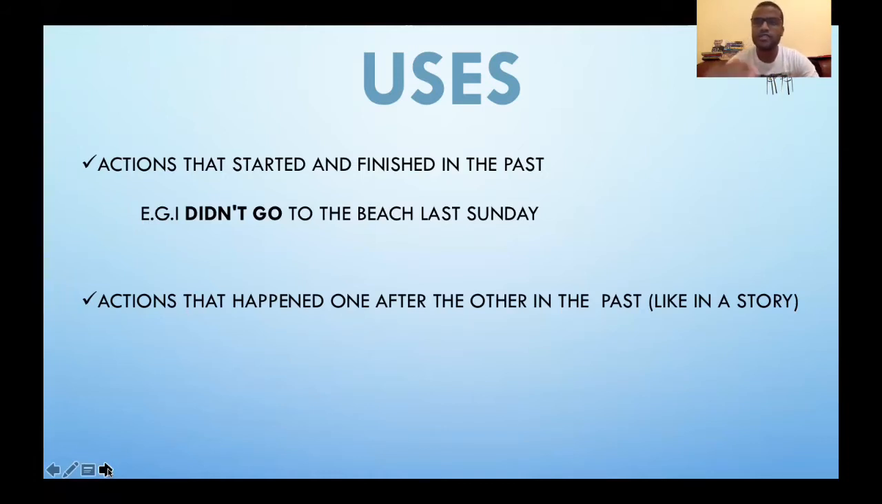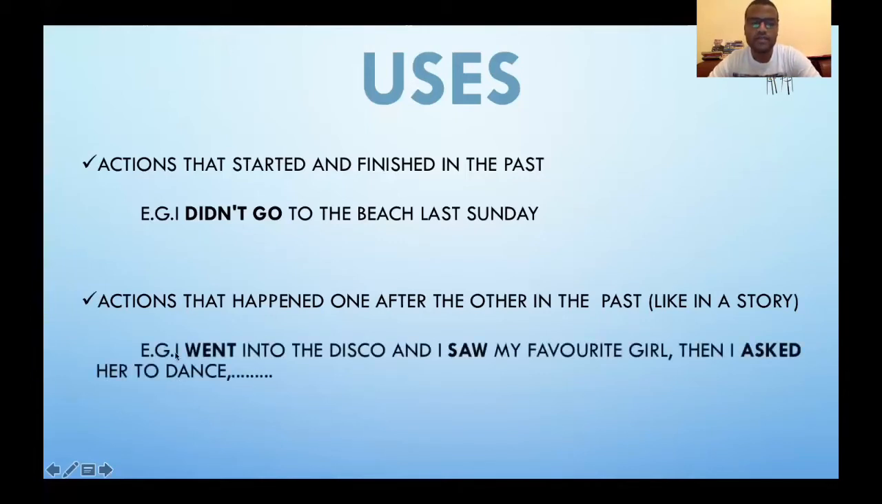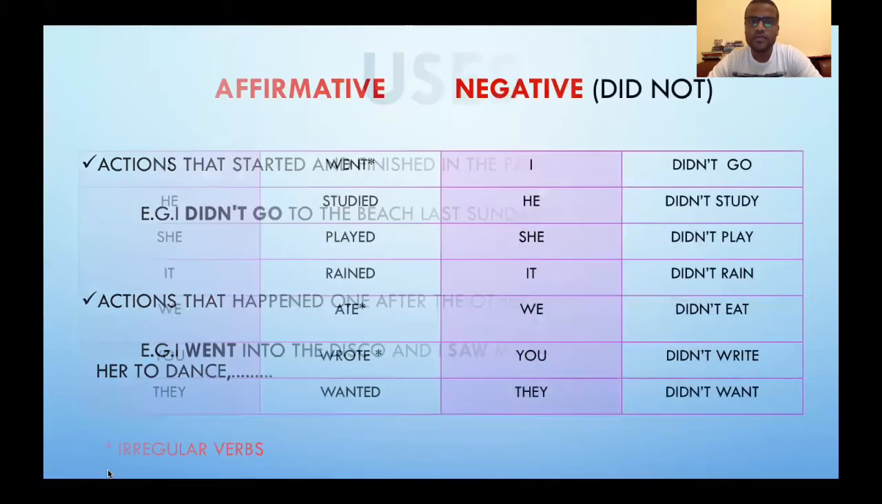It means that you did many actions yesterday. You can see a series of actions that we did yesterday or last week or last month, etc. For example, we have: I went into a disco and I saw my favorite girl. Then I asked her to dance, etc. So these are many actions that you did yesterday. Then we're going to move to other things.